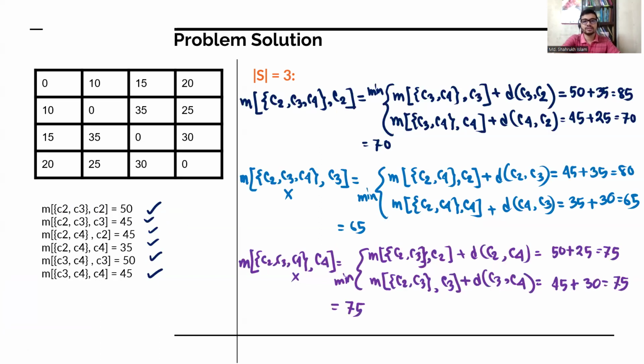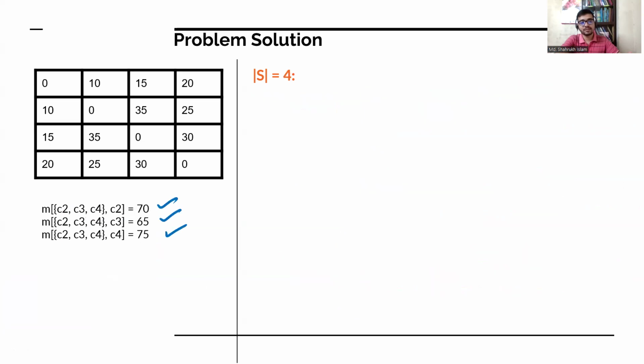We have found this. Okay. If we end at city 2, we will get 70. If we end at city 3, we will get 65. And lastly, if we end at city 4, we will get 75. I have written it here.